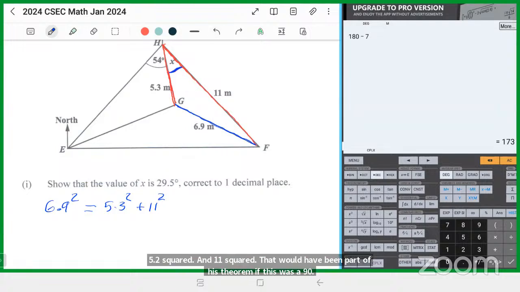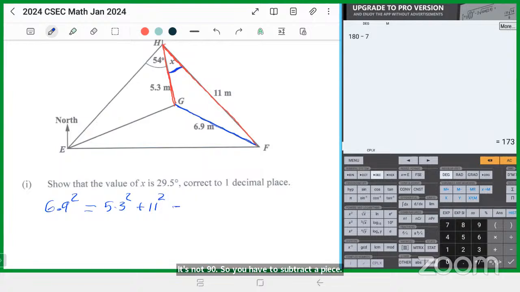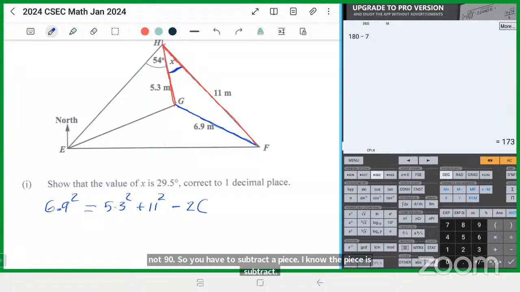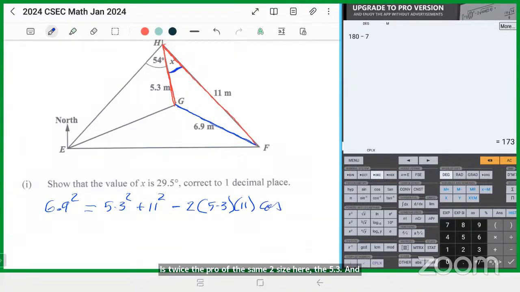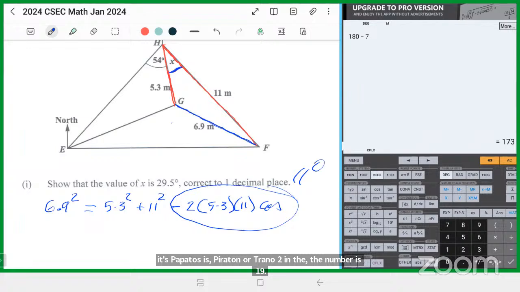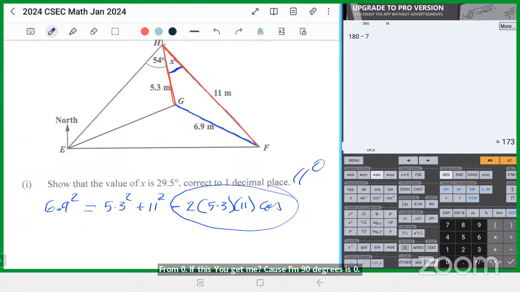It's not 90, so you have to subtract a piece. And you all know the piece you subtract is twice the product of the same 2 sides here, the 5.3 and the 11, times the cosine of the angle. That would have been the 90, but it's not 90. The cosine rule can reduce to Pythagoras' theorem if the angle is 90, because the cos of 90 is 0. All of this would have become 0 if this angle was a 90. You get me? Cos of 90 degrees is 0, and I end up back with Pythagoras' theorem right here. All right, but anyway, that's what we have.